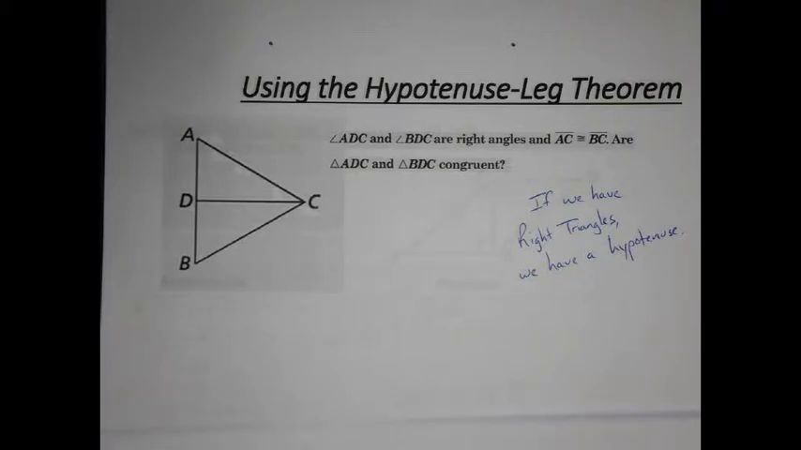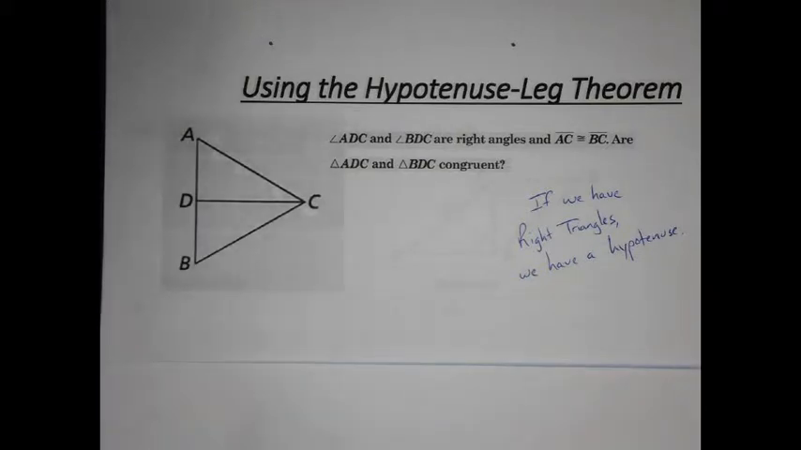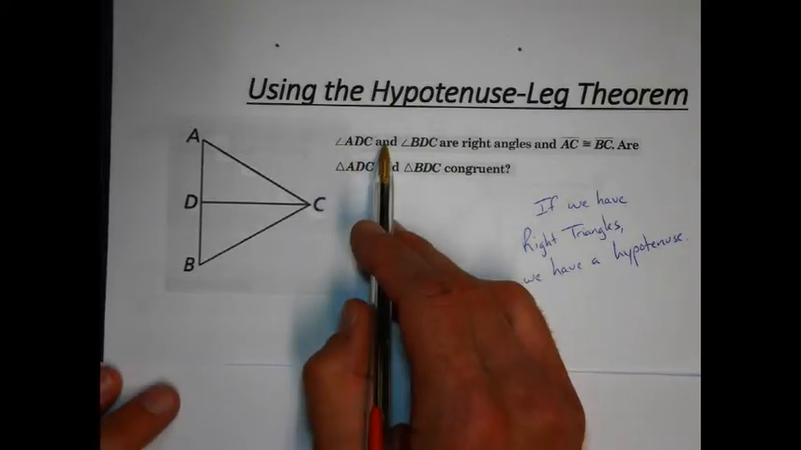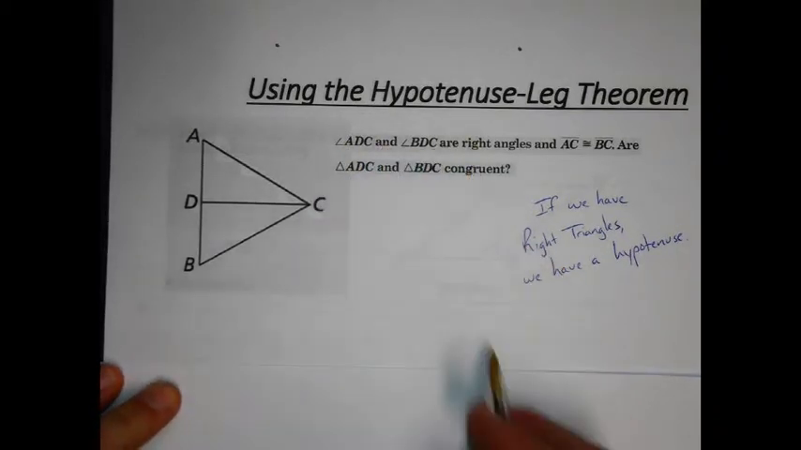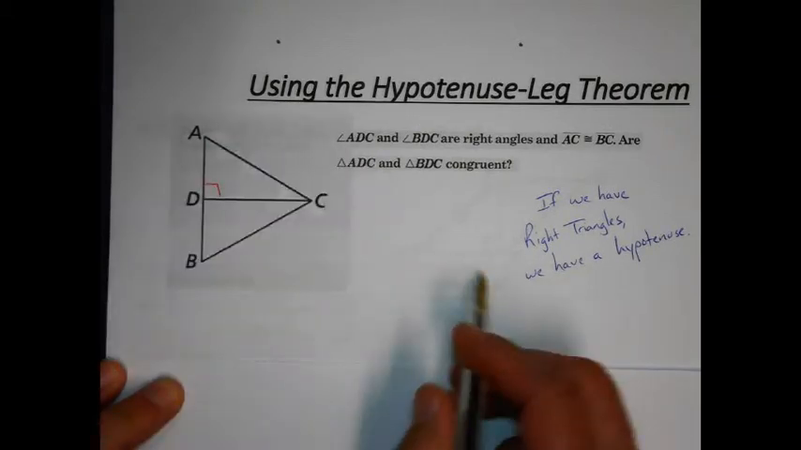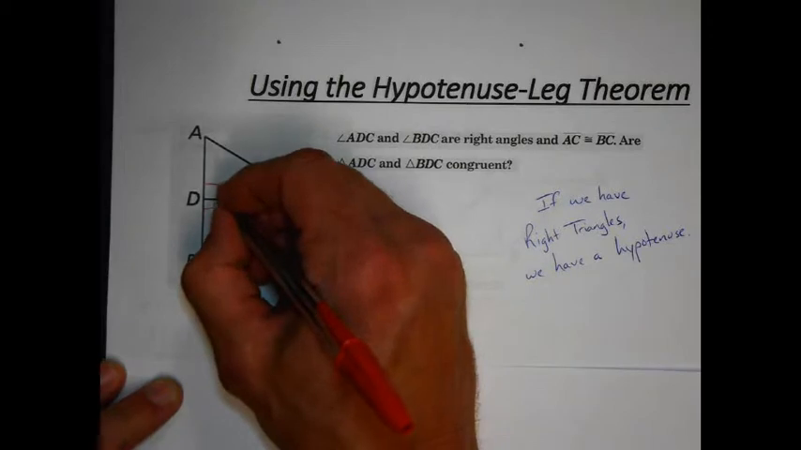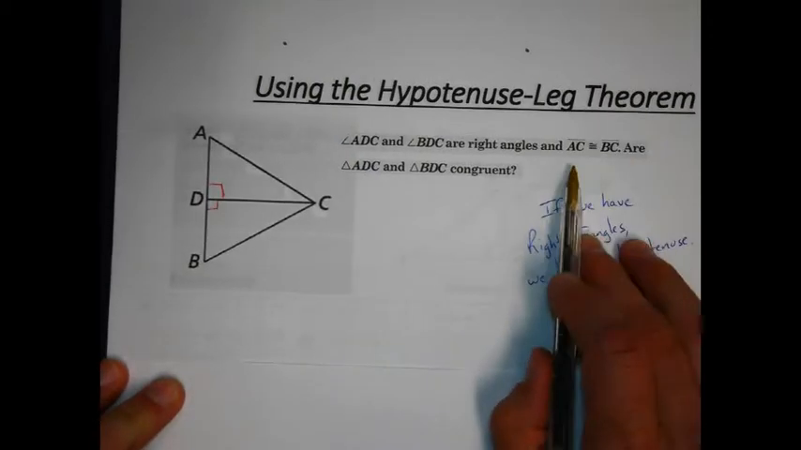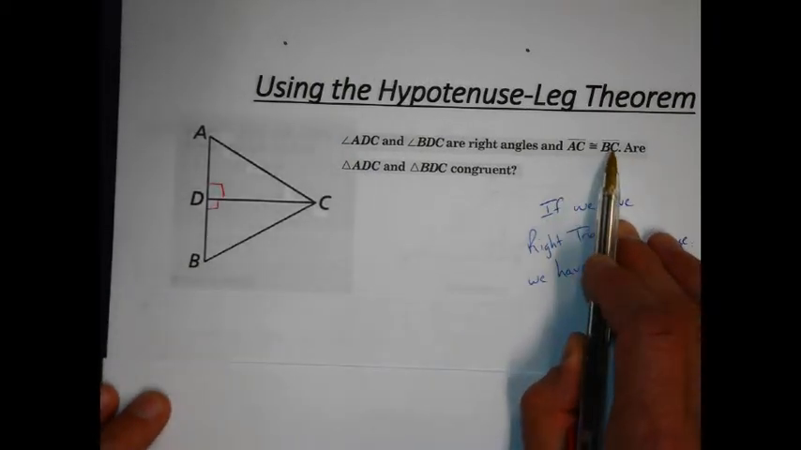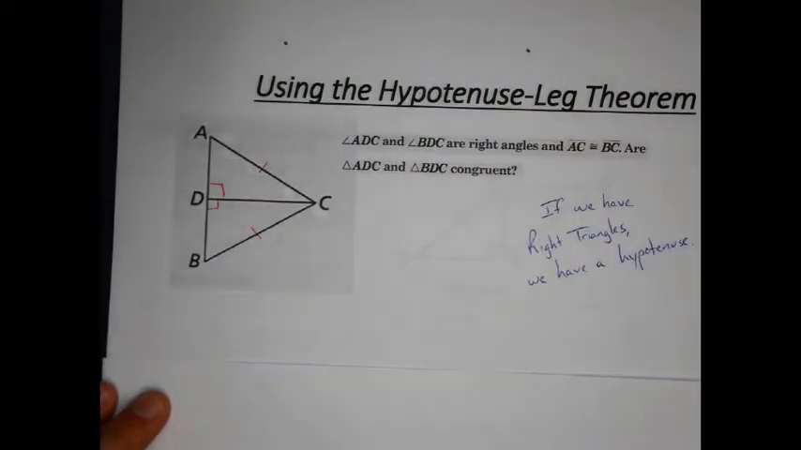Take a look at this diagram. I'm going to give you a couple bits of info. If angle ADC and angle BDC are right angles, so let's look at where they are. ADC, that's a right angle, and BDC, that's a right angle. No need for that second one, it's implied, but anyway. And AC is congruent to BC. Are the two triangles congruent? Okay?